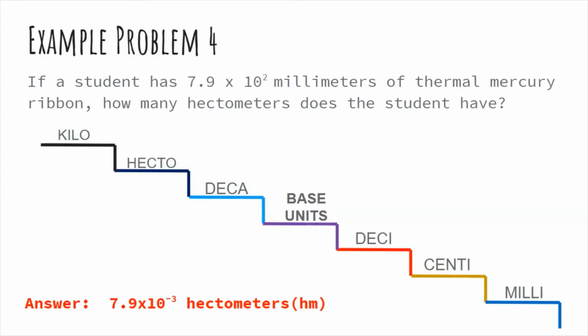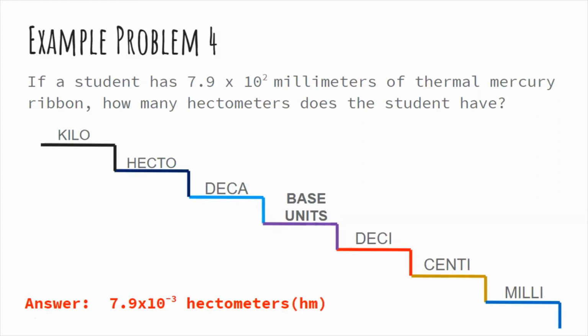Let's do one more problem solver going the other way. If a student has 7.9 times 10 to the 2nd millimeters of thermal mercury ribbon, how many hectometers does a student have? So this time we're going up the staircase. We're going from milli to hecto. That means for every stair we're going up, we are subtracting an exponent. Oh, look, the answer's there for you, but let's still do the answer.